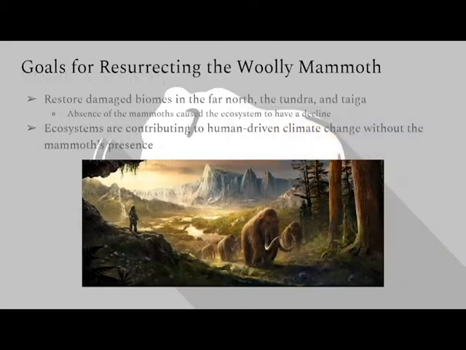One of our goals of this project is to restore damaged biomes in the far north, the tundra and the taiga. These biomes had grassland ecosystems and were known as the mammoth steppe. The absence of the mammoths caused the ecosystem to decline, making the abundant grass diminish to shrub-dominated area, species-poor tundra, and boreal forest. The return of the mammoths to these biomes will bring back carbon-fixing grass, reduce greenhouse gas that is being released from the tundras, and restore ecological richness.